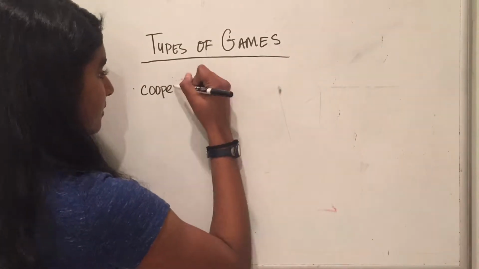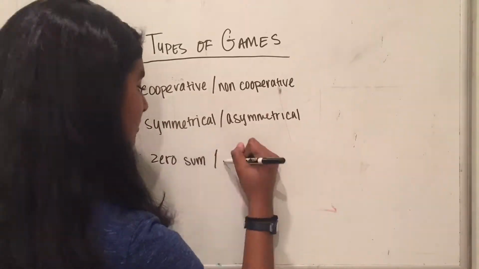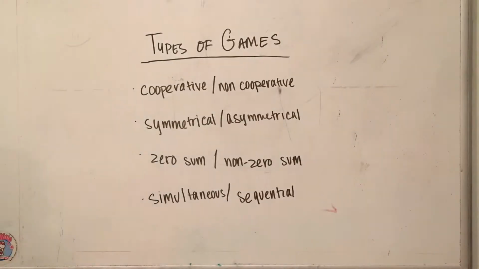Game theory has many different types. The most common distinctions include zero-sum and non-zero-sum games, symmetric and asymmetric games, simultaneous and sequential games, and cooperative and non-cooperative games.